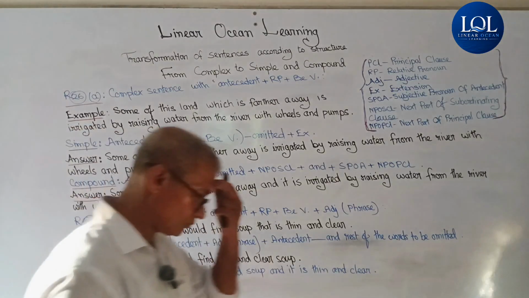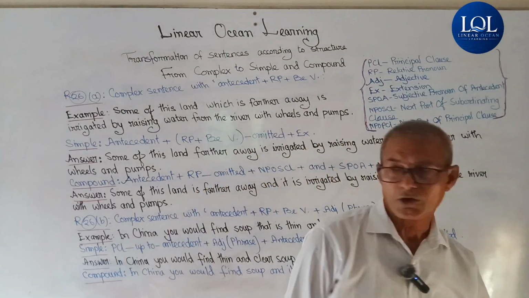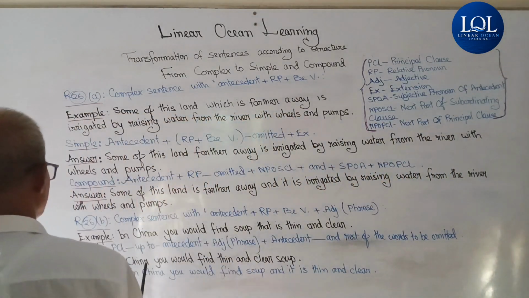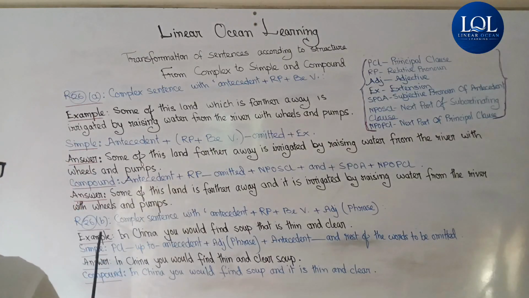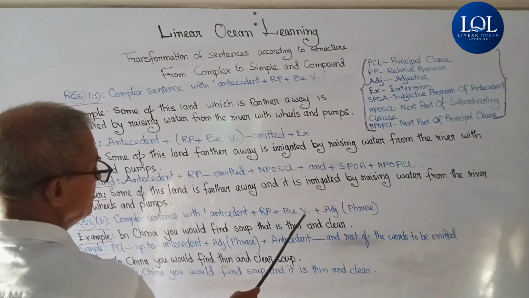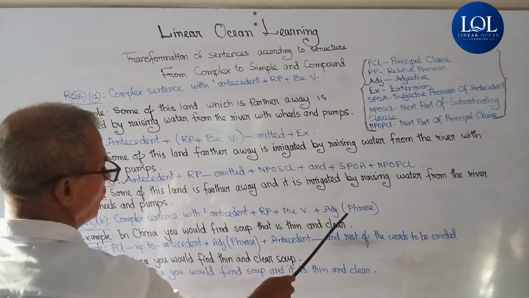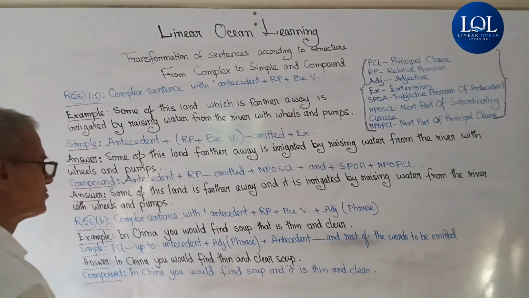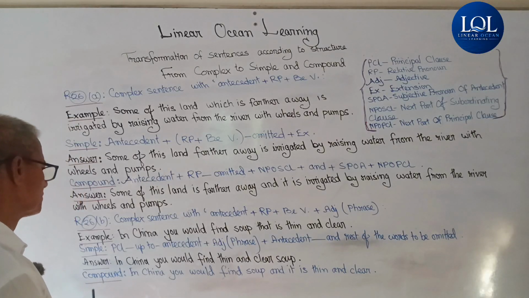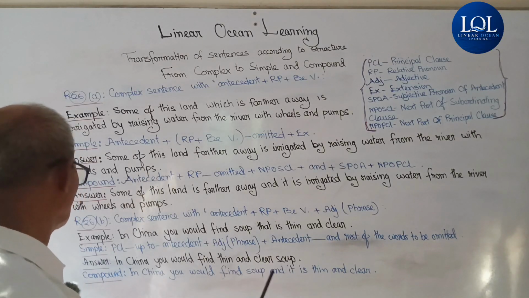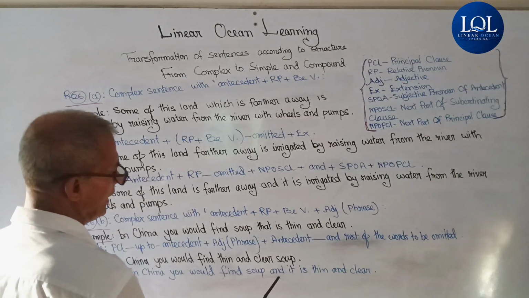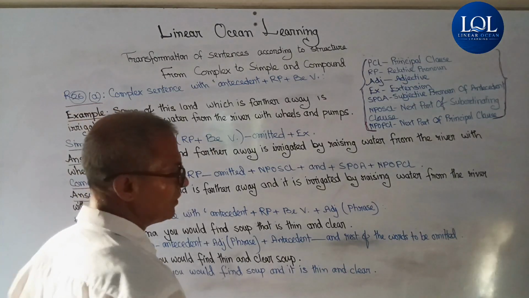Viewers, in the case of transforming a complex sentence with antecedent plus RP plus BV plus adjective or adjective phrase, there is no practice of transforming it into compound. So I have made it compound somehow, and it is: in China you would find soup and it is thin and clear.